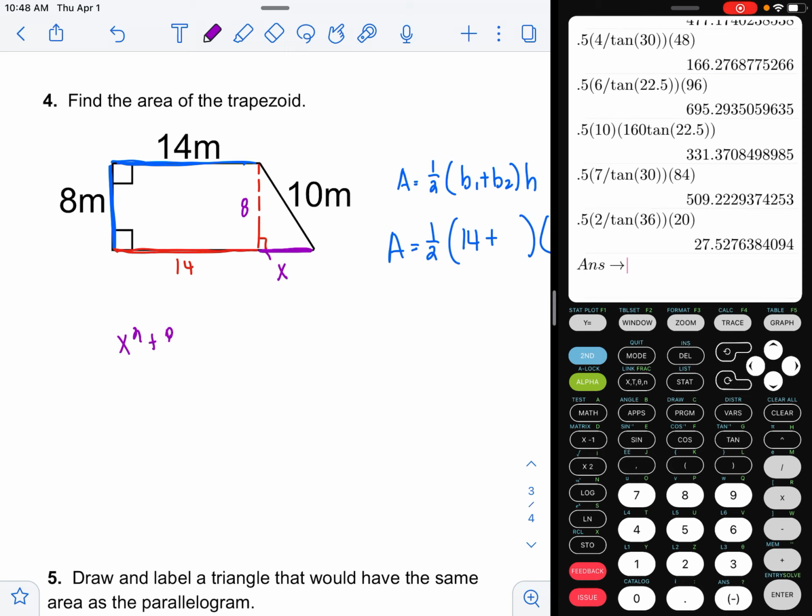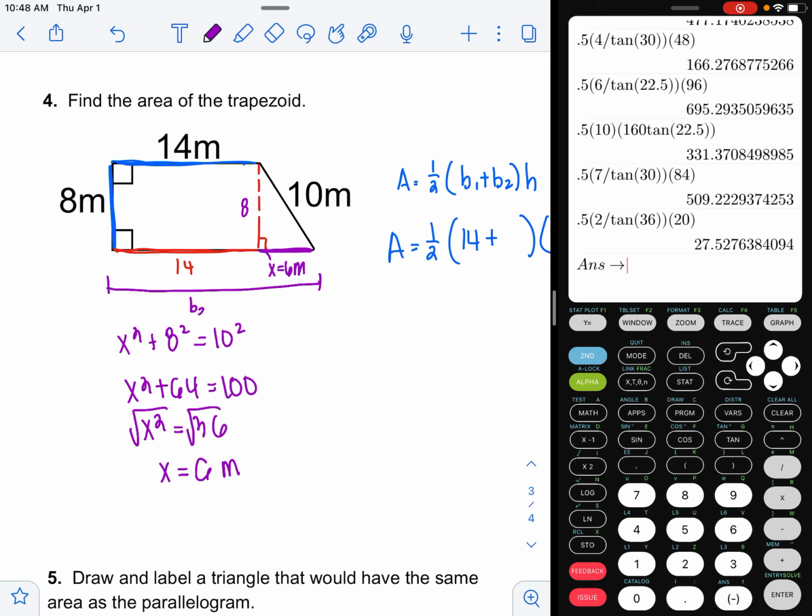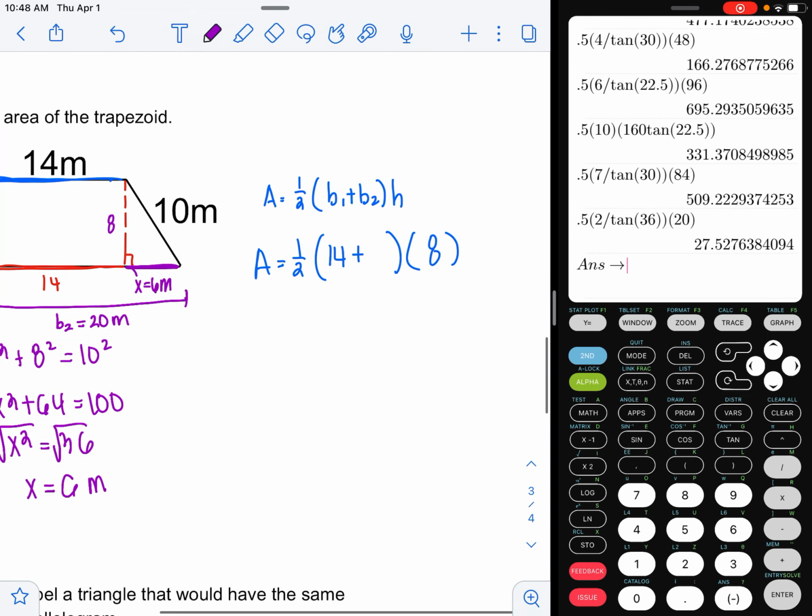I'm going to do x squared plus 8 squared is equal to 10 squared. x squared plus 64 is equal to 100. Subtract 64 from both sides. I have x squared is equal to 36, and then square root to solve. Remember, it's a length, so it's only positive. So this is 6 meters. I can erase this x here and put x equals 6 meters. And now I know base 2. Base 2 is going to be equal to 14 plus 6, which is 20 meters. So I can plug in a 20 right here.